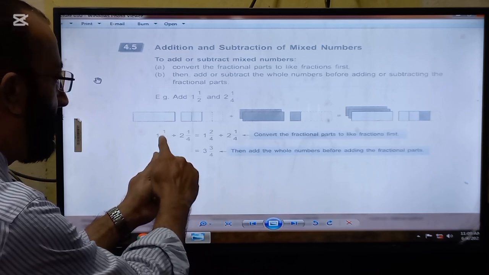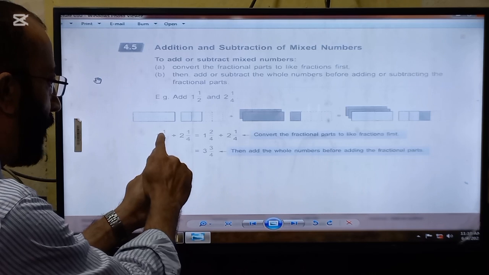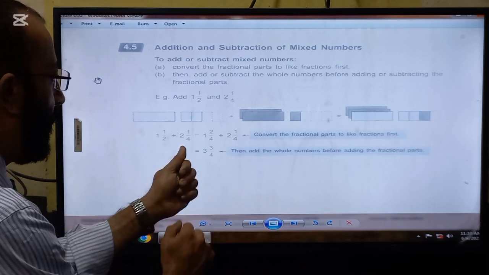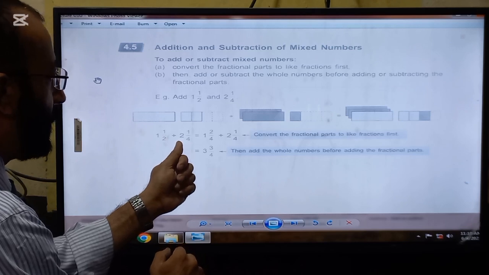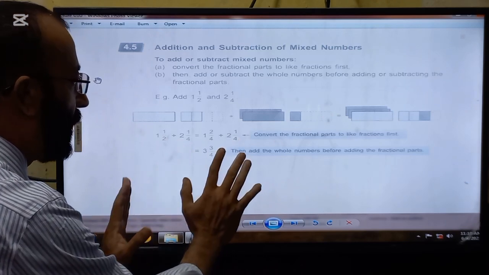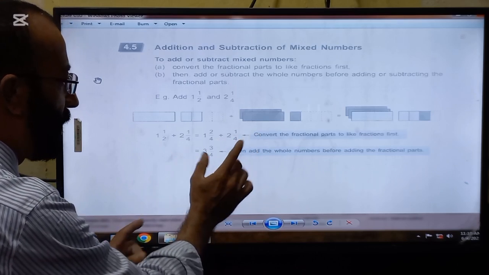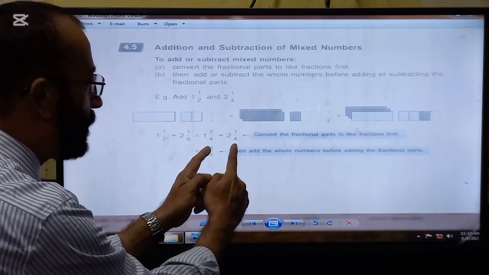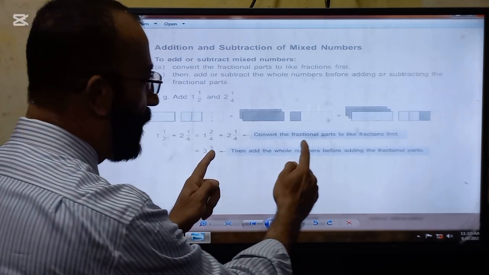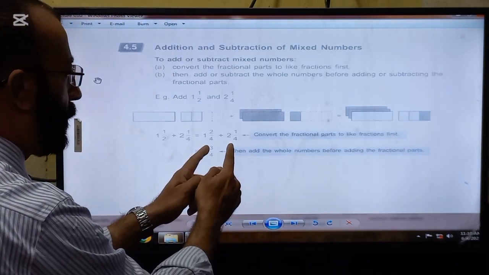The fraction part of the first number will be multiplied by 2. So 2 ones are 2 and 2 twos are 4. This is the mixed number now, and the second number will remain as it is because 4 has come. 4 is now the same in the denominator of the two numbers. These are now called like fractions. So convert the fraction part to like fractions first. This is converted now.